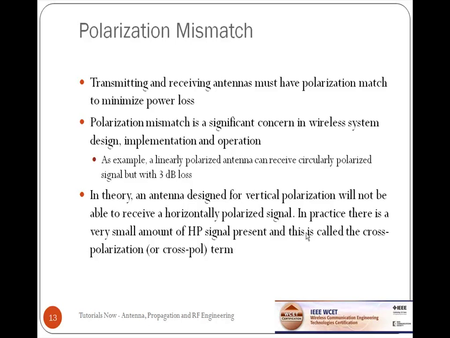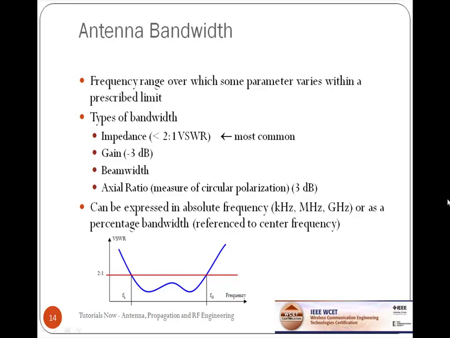In practice, there is a very small amount of horizontally polarized signal present, and this is called the cross-polarization or cross-pole term. Other reasons for having received different polarizations include phased array rotation in satellite communication, alignment issues, and range attenuation.